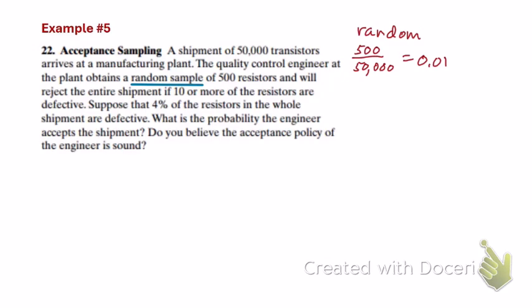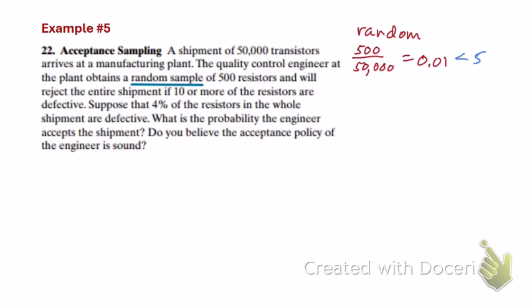Think of it like this. If out of those 500, 490 were good, is she going to accept this? No. Because it says if 10 or more are bad. So if 490 are good, she's going to reject. What would it take to get her to not reject? 491.